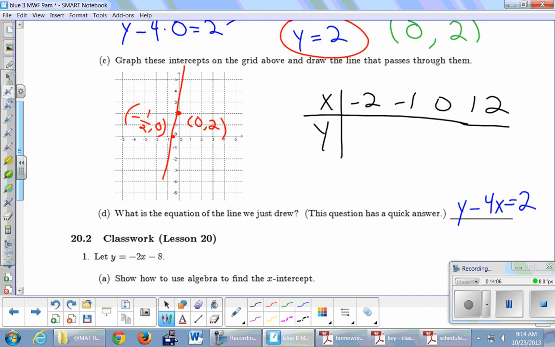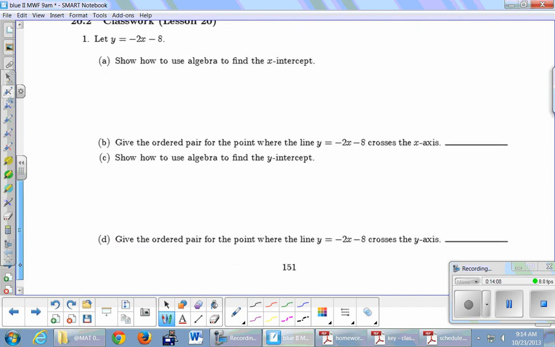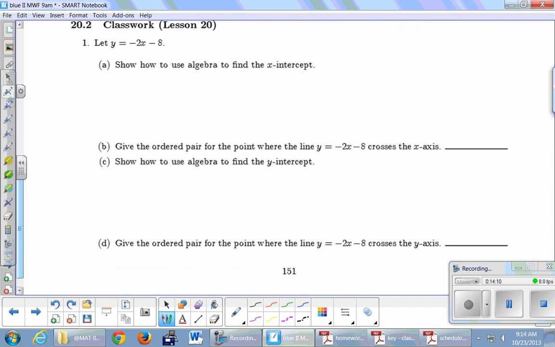Okay, so classwork begins here. So go ahead and go through the classwork. At some point in a little while, we'll come back together and just discuss, but keep going until we get to that point.